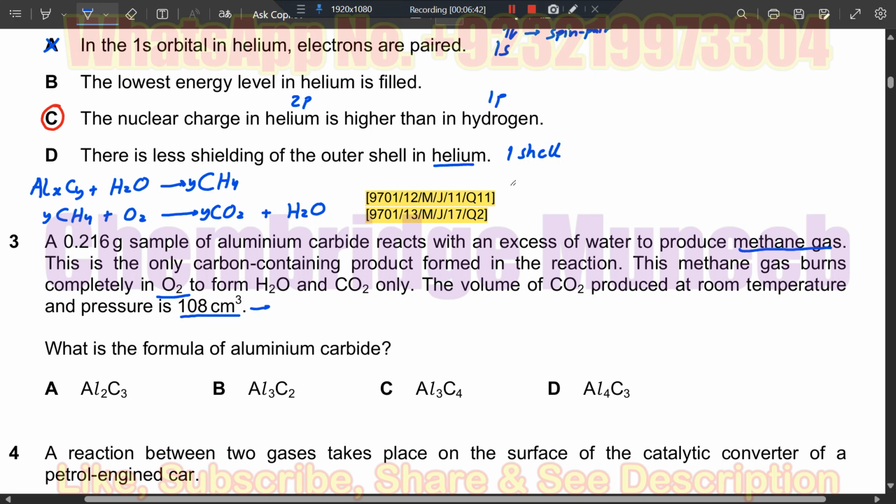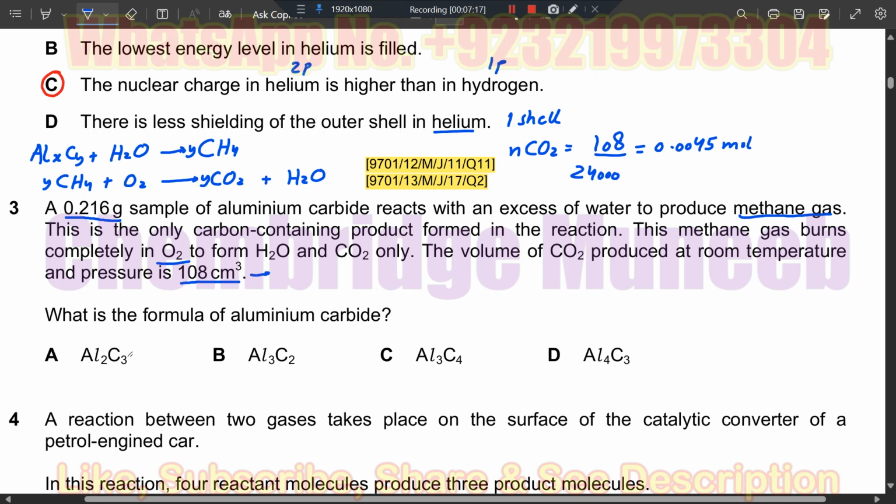So number of moles of CO2 is equal to 108 divided by 24,000. Since this is the method to calculate moles, the value will come out to be 0.0045 mole. Alright, we have calculated the number of moles. Now we have been given the mass of the aluminum carbide compound, so we can also check out the number of moles for every single compound present here.